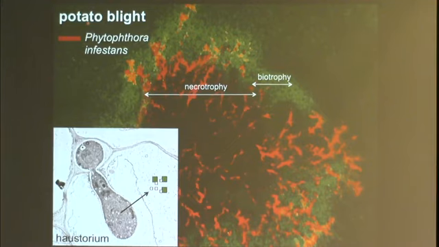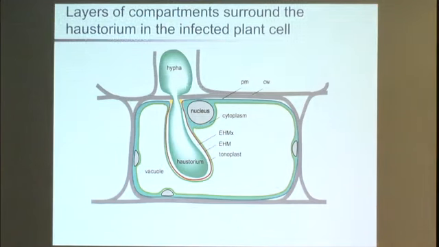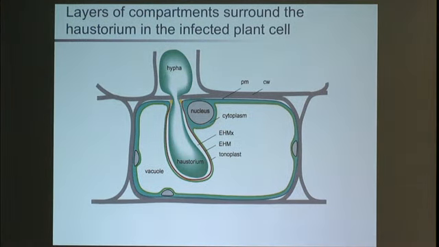So these cells are completely alive. This is outlined by a host-derived, so plant-derived, membrane, and even though the pathogen pushes a lot, and sometimes it can occupy up to 80% of the plant cell volume, it somehow keeps these membranes intact. To show it in a diagram, here we have the Phytophthora hyphae, or this haustorium, which is utilized by many other pathogens, not only unique to Phytophthora.